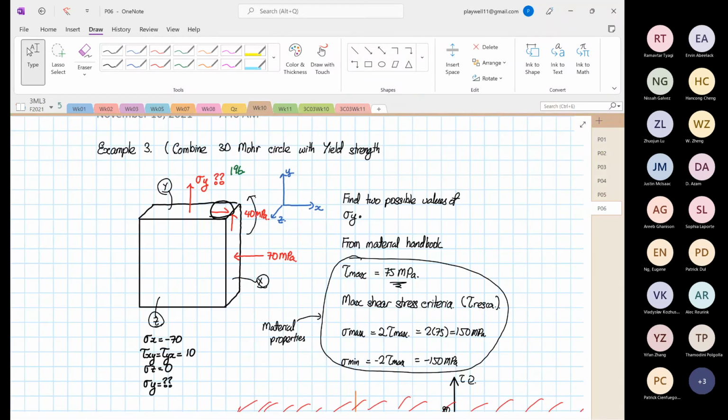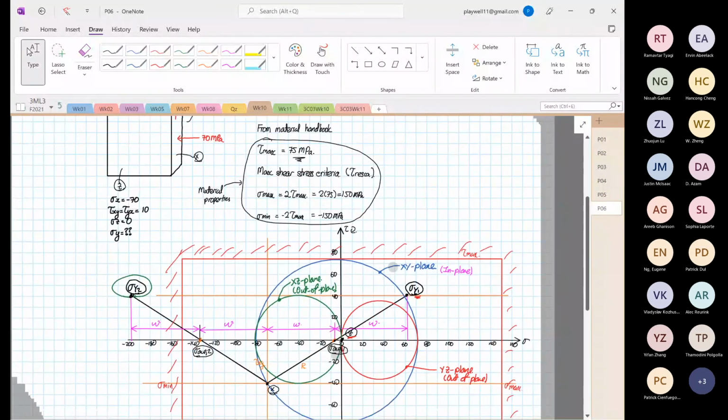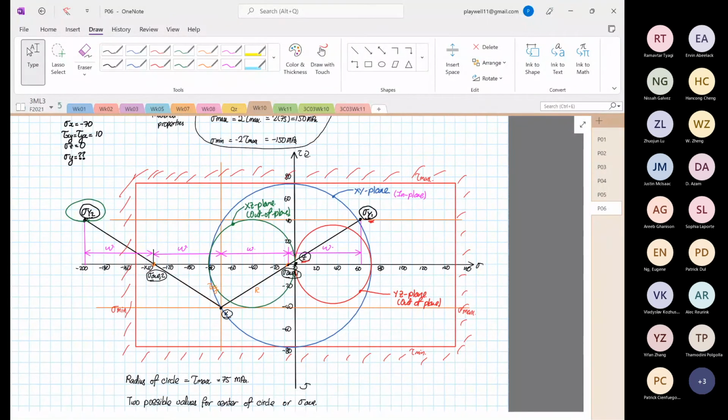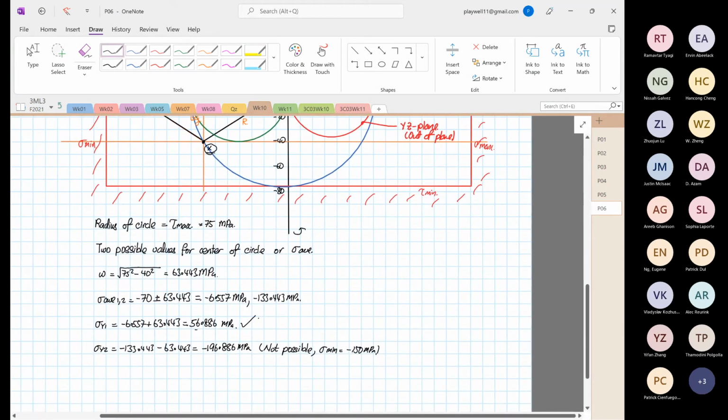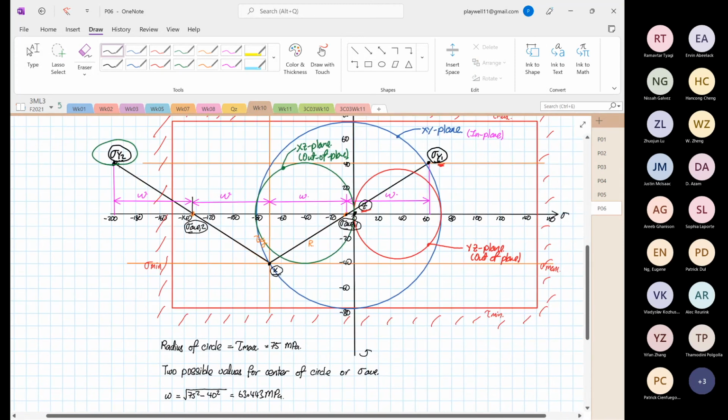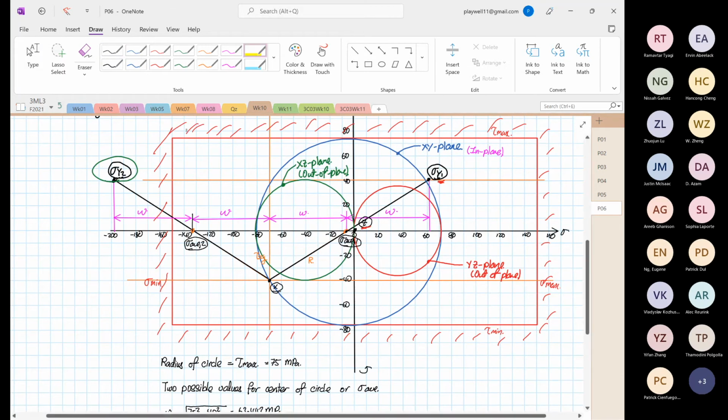And we found one value with the 3D Mohr circle last week. So one of the possible values is 56.866 megapascal. The other one we found is minus 196.886, not possible because it's outside the no-go zone, right? So this region that I highlight is the no-go zone. You cannot go beyond this boundary. You go beyond, your structure will yield.